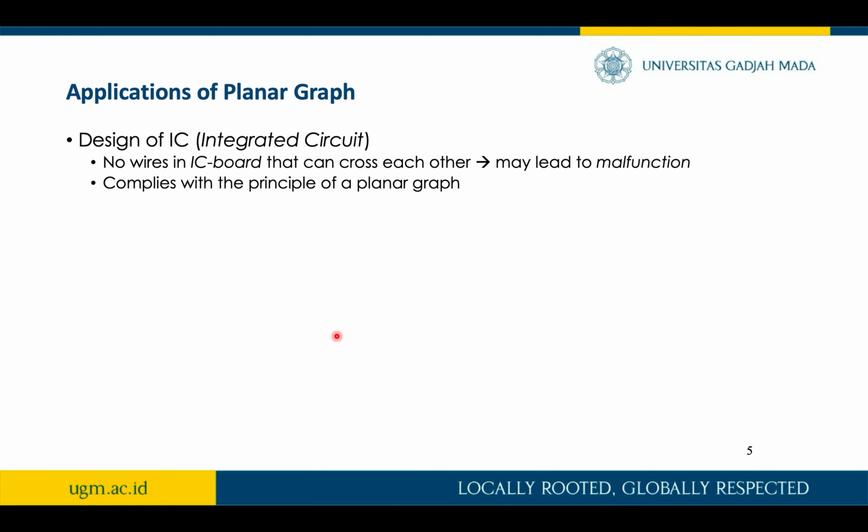Okay, so this is one of the applications of planar graphs. When we design an integrated circuit, it is not allowed for us to have wires that cross each other because it may lead to malfunction. So this is an example of the application of the planar graph principle. There's no intersection between the edges.